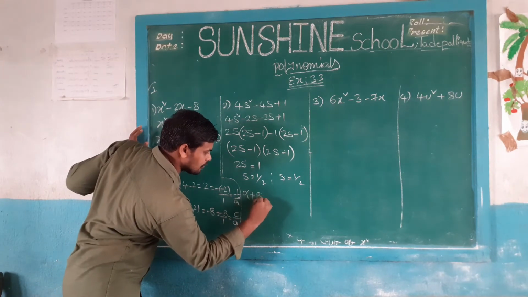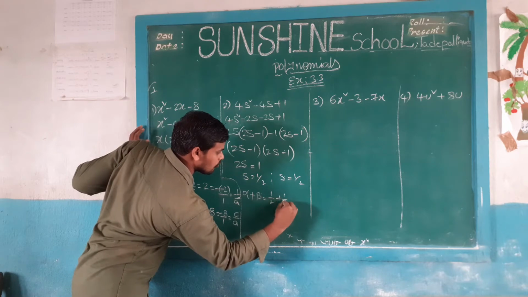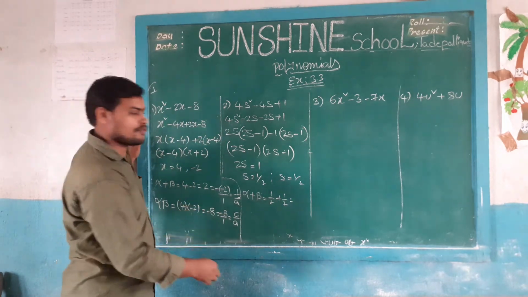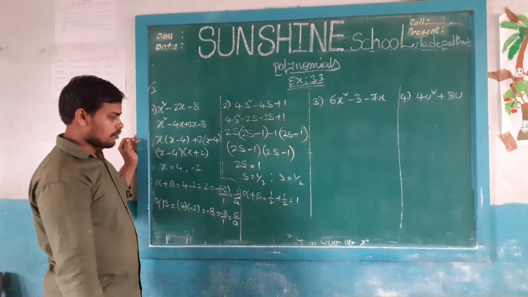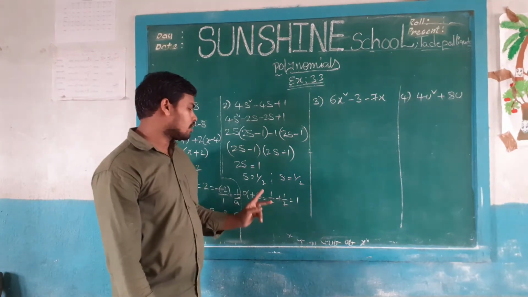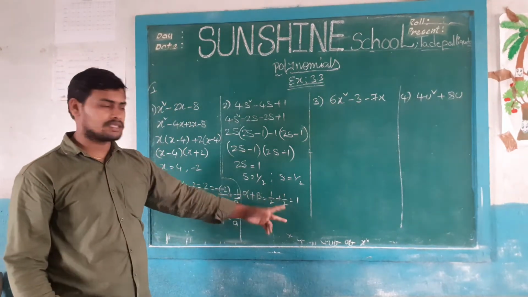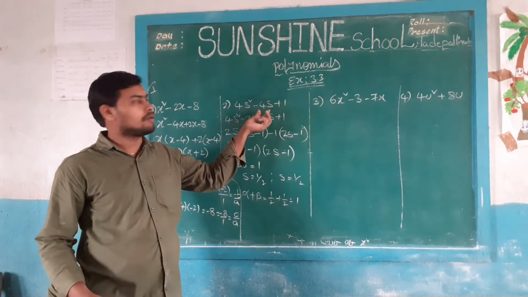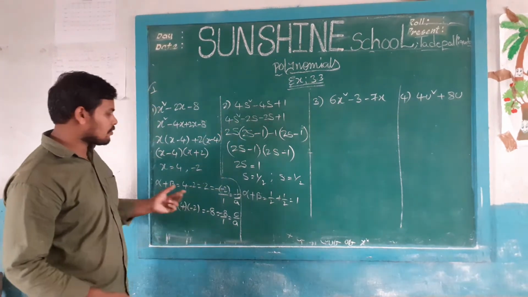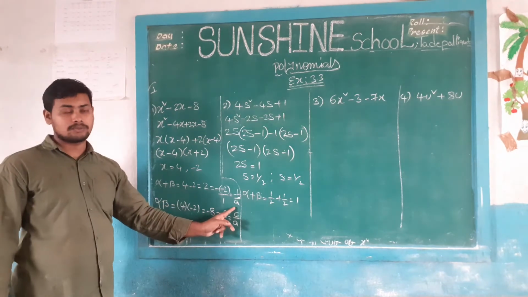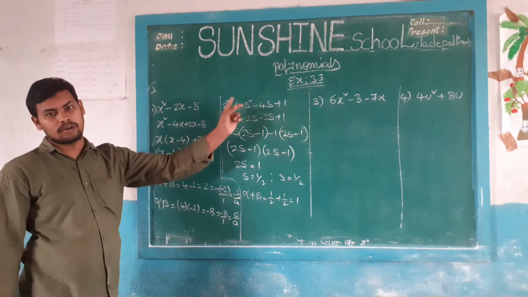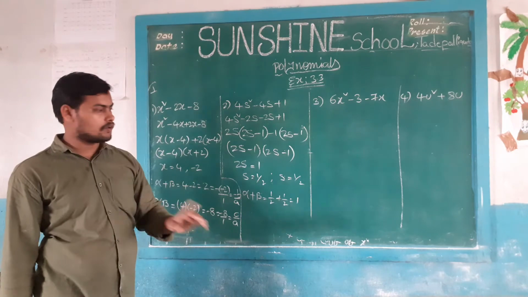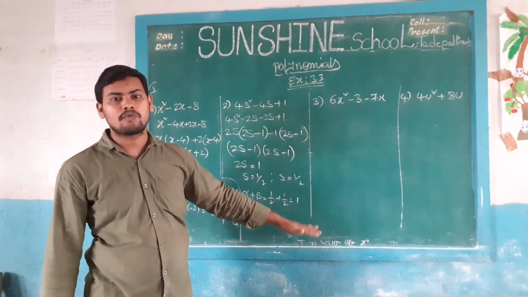Alpha plus beta: 1 by 2 plus 1 by 2, half plus half is 1. So again 1 can be replaced. Here you have to understand the problem. Generally the alpha plus beta formula is minus b by a. What is the b term here? 4. The a term is also 4. So simply 1 can be easily written as 4 by 4.